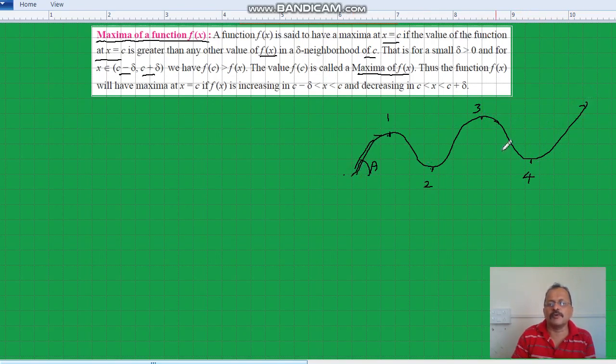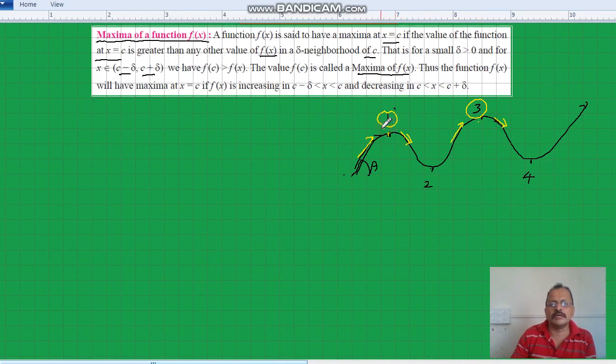Now these 4 points are special points or stationary points. Here there is a change from increasing to decreasing or decreasing to increasing. See this point number 1 and 3. For both of these points, towards left the function is increasing and towards right the function is decreasing. Third also, towards left the function is increasing, towards right the function is decreasing.